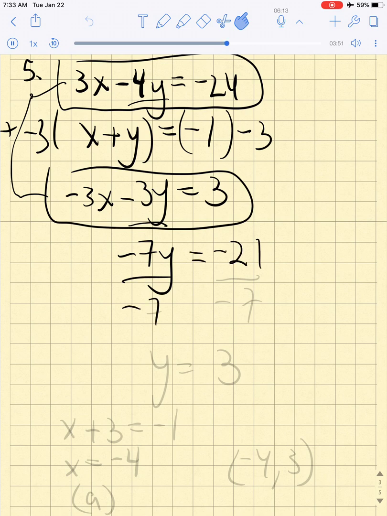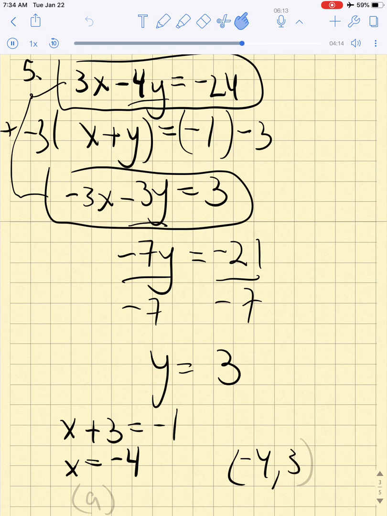So divide both sides by negative 7. Y equals 3. If y equals 3, then we could say x plus 3 equals negative 1. We could say x equals what? Negative 4. So the solution set here is negative 4, 3, which is where the two lines intersect. Okay? And that was choice A.